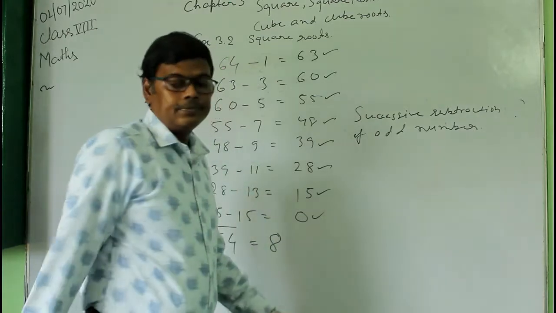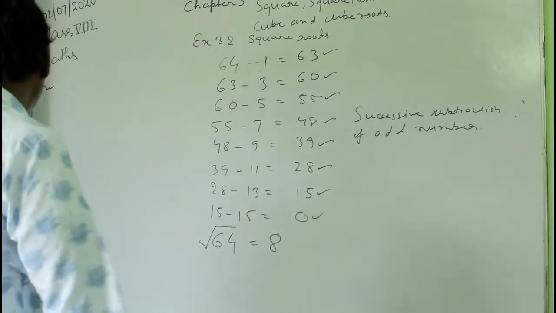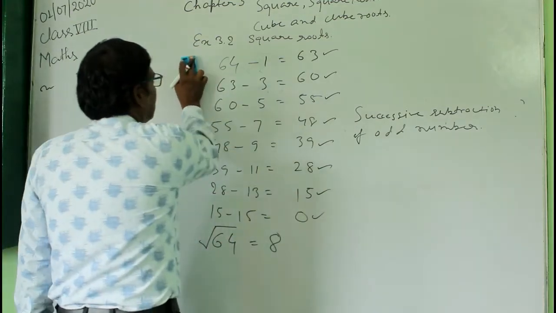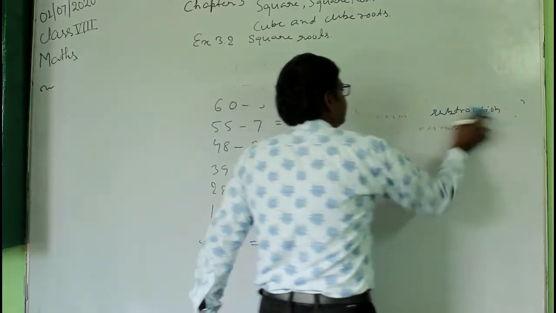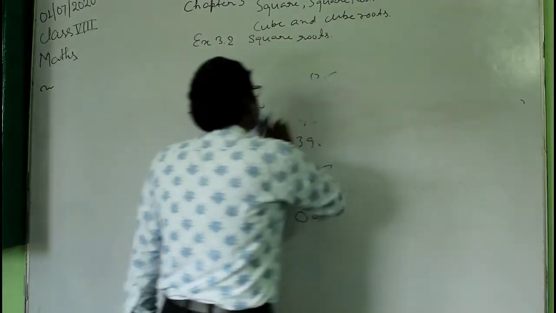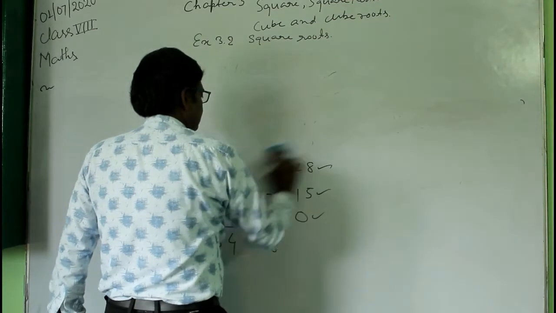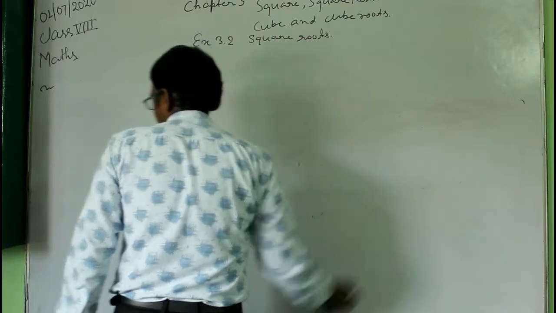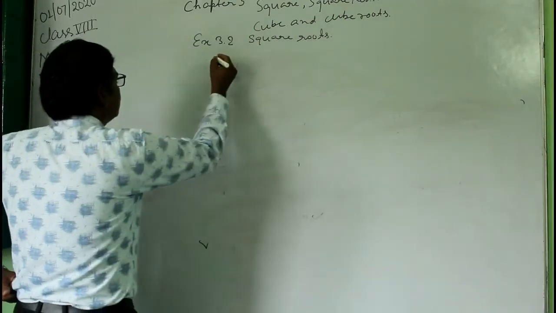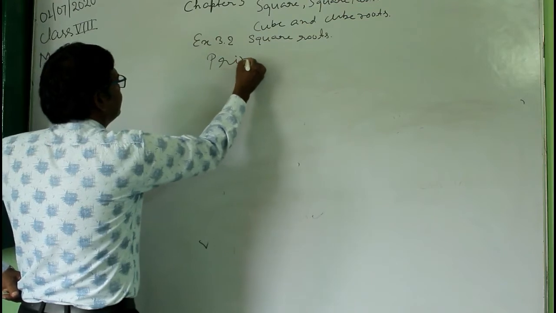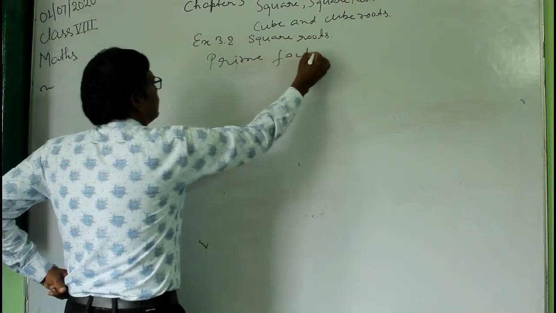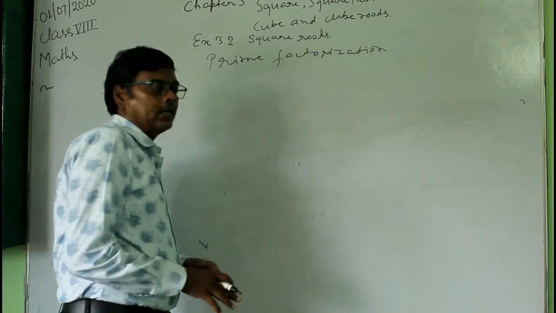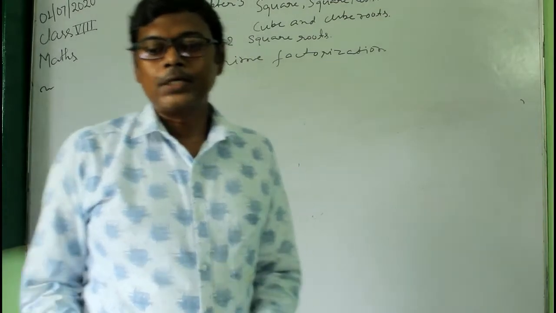So what is the next method? The next method is by using the prime factorization. So this is the method, and in this method we will find the prime factors of a given number.